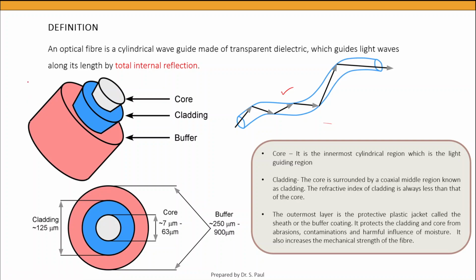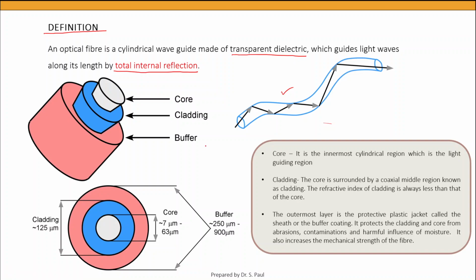So, what is the definition of an optical fiber? It is defined as a cylindrical waveguide made of transparent dielectric like glass or plastic, which guides light along its length by total internal reflection. We'll discuss this total internal reflection in detail in other slides. The main principle of the optical fiber is based on this total internal reflection.